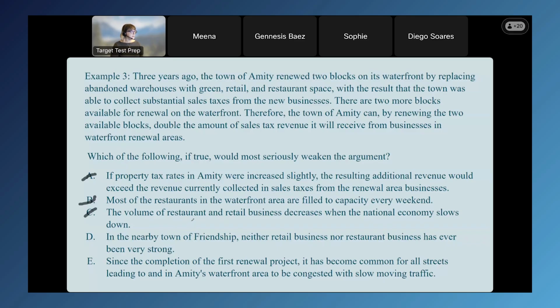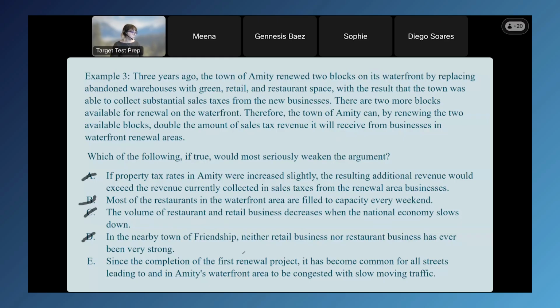D, in the nearby town of Friendship, neither retail business nor restaurant business has ever been very strong. Well, that's really Friendship's problem. In Amity, it must be at least okay because they were able to significantly increase the amount of sales tax revenue they received after renewing those 2 blocks before.